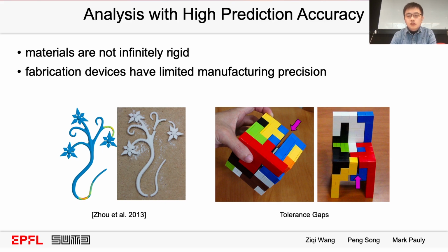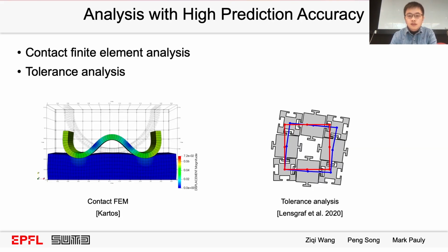Similarly, a geometrically stable design could become unstable when fabricated due to gaps among the parts caused by machining tolerances. To improve prediction accuracy, one possible way is to take these imperfections into consideration in the analysis methods. The contact finite element analysis and tolerance analysis are two mature forward simulations that are widely used in mechanical engineering. Designing assemblies that are robust to these imperfections would be an interesting inverse problem.